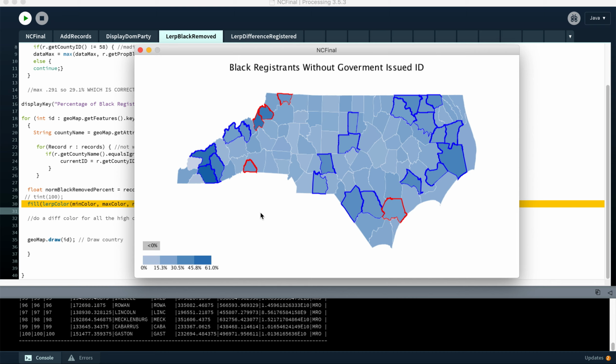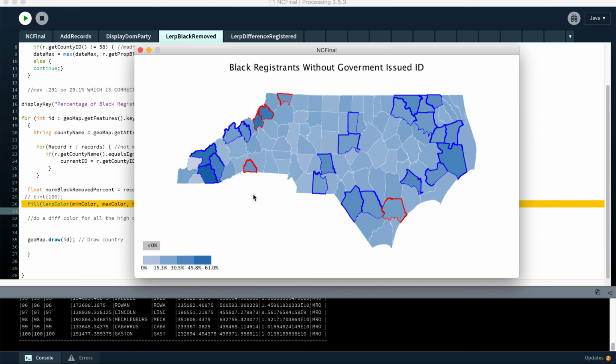My second map is a map of black registrants who don't have government issued ID, which is very important, specifically in North Carolina, which is a state that has been trying to push forward voter ID laws for years. Courts continue to strike them down, but they continue to reemerge, and lawmakers really push for voter ID laws. And so I thought it was crucial to show how these laws are disproportionately affecting African American communities.